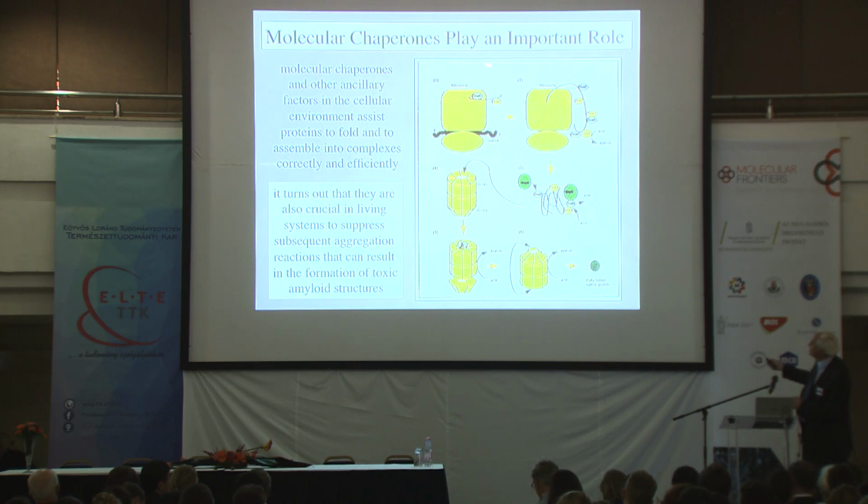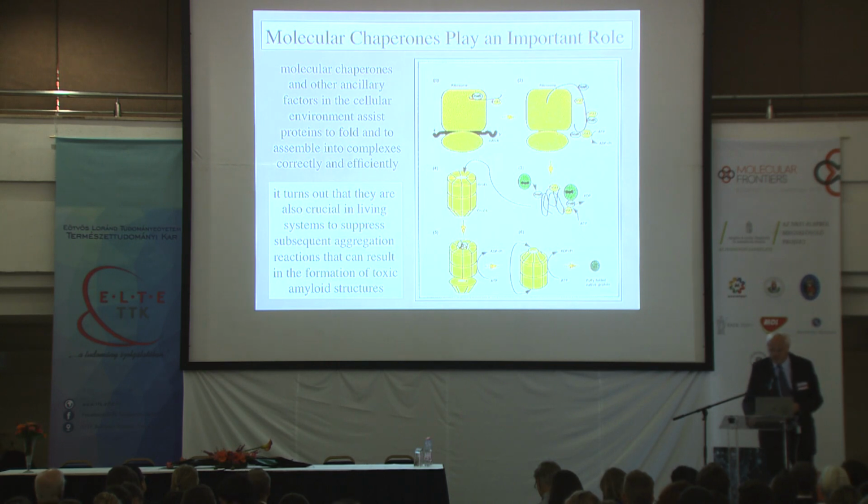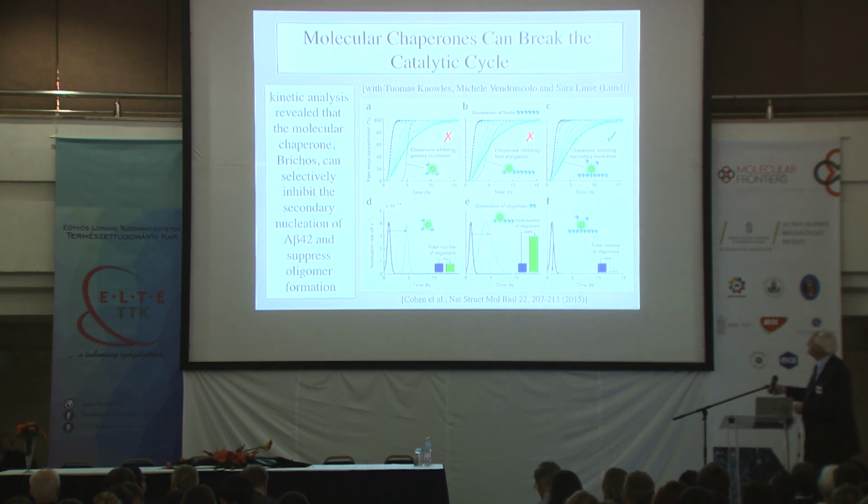But it turns out that these chaperones are not only important in the initial folding, it turns out, and again we were surprised by this, that they're very effective at suppressing aggregation reactions. And here's just one example of this. Again, this is work with Sara Linse and others in Sweden. We took a chaperone, it's called Brichos, it doesn't matter what it is. And if you add it, this is the aggregation in the absence of the chaperone. This is adding more and more chaperone. You can see it slows down the rate of aggregation.